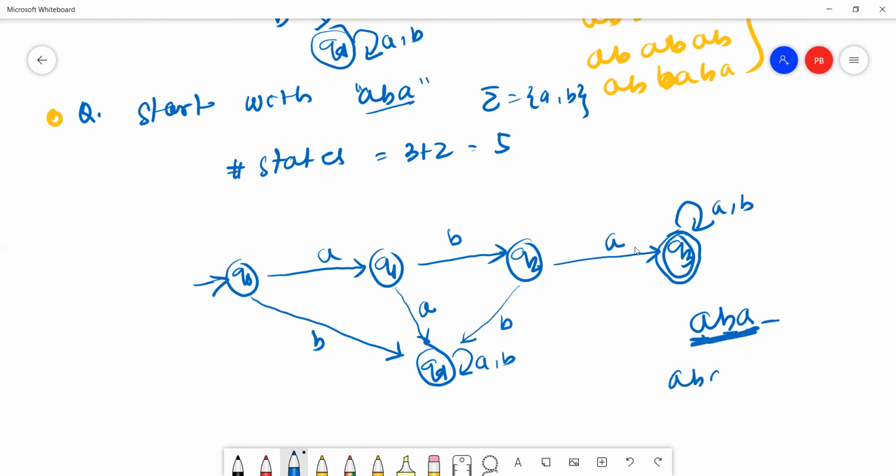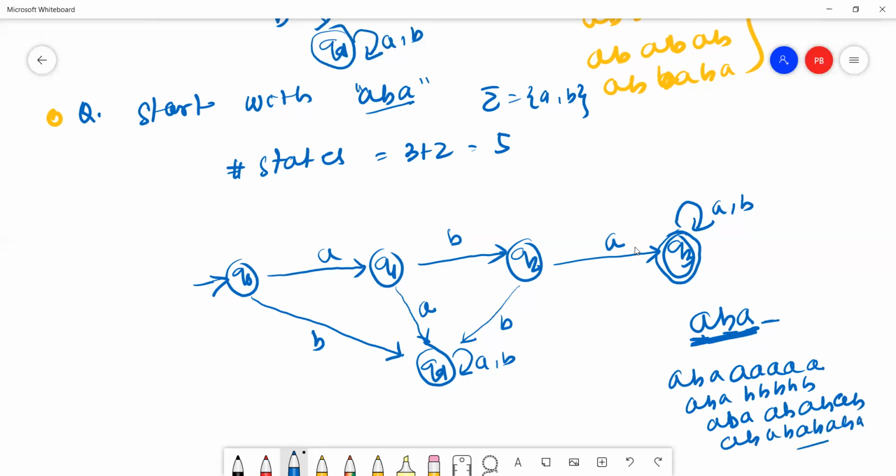After ABA, any number of A's may come, any number of B's may come, or any combination of AB or BA. Okay, hope all of you understand this question. Now we'll construct one more example.